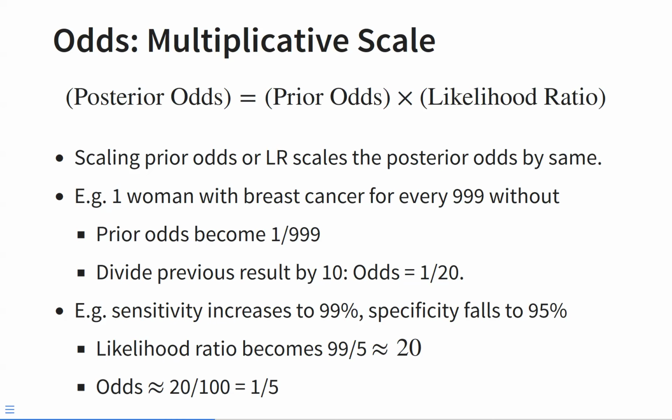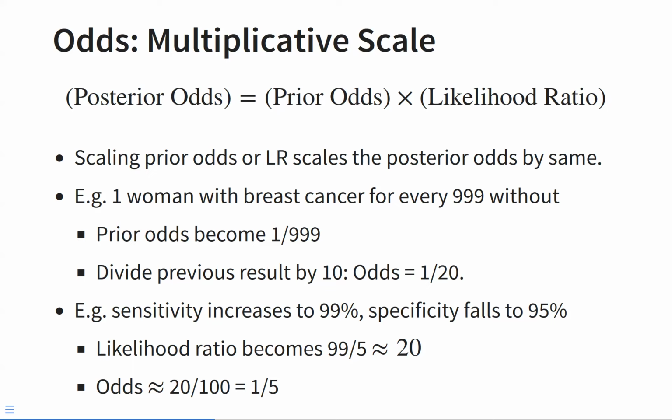So here is the mantra I'd like you to recite 100 times before bed every night. Odds are on a multiplicative scale. What do I mean? Well, I've said it before and I'll say it again. The posterior odds are a product of two things. The prior odds multiplied by the likelihood ratio. So what? So that means scaling the prior odds or the likelihood ratio scales the posterior odds by the same thing.